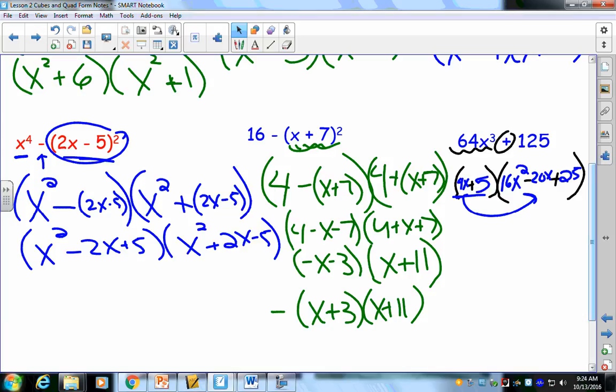All right, so we have to use our quadratic techniques and our difference of squares for some funky looking things to factor. All right, but we can do it. And that is the end.